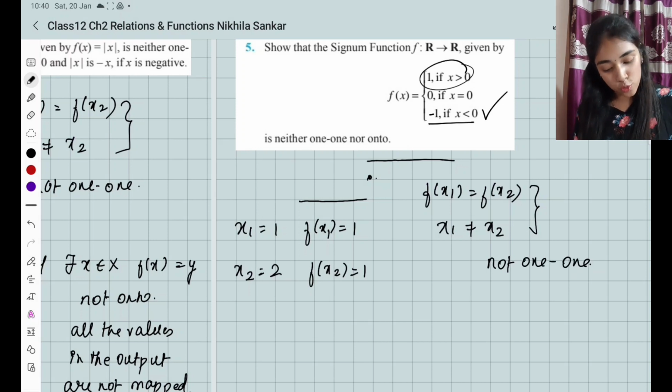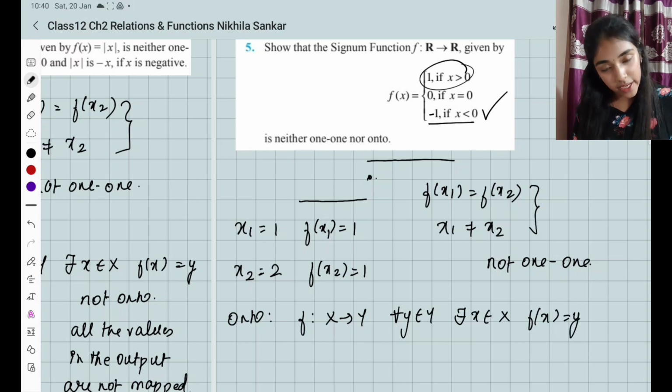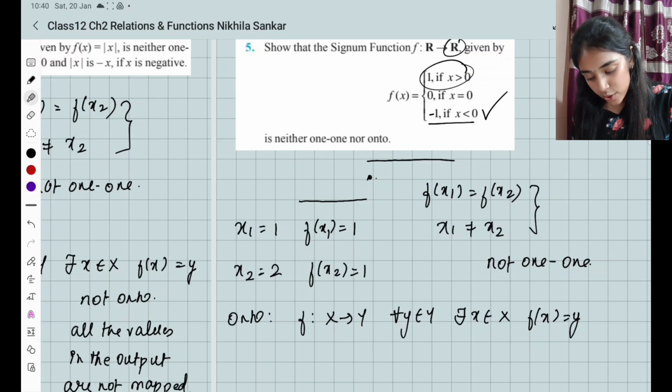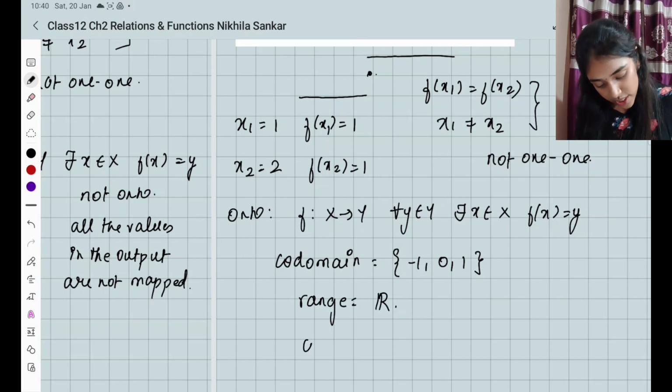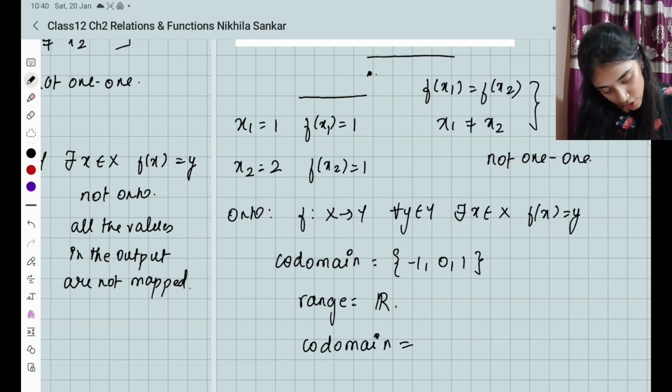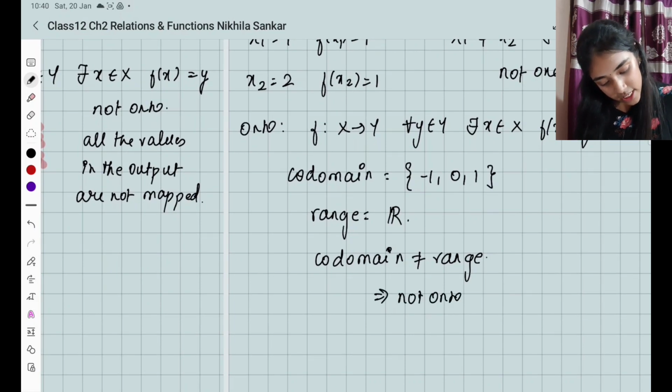In the same way, we can prove the negative cases. Now, what do we say about onto? Onto: you have a function from X to Y. For every y belongs to Y, there exists x belongs to capital X, where f of x equals y. What does this mean? Here, the range is going to be all real numbers, but all the values that you get are going to be 1, 0 and minus 1. Correct? So, your co-domain is only minus 1, 0 and 1, whereas your range is going to be all real numbers. So, what do you see here? Co-domain is not equal to range. If co-domain equals range, it is going to be onto. So, from this you can say that it is not onto.